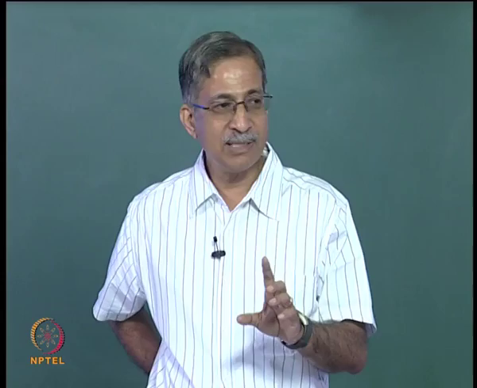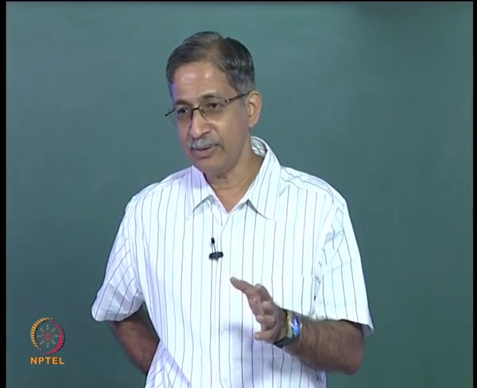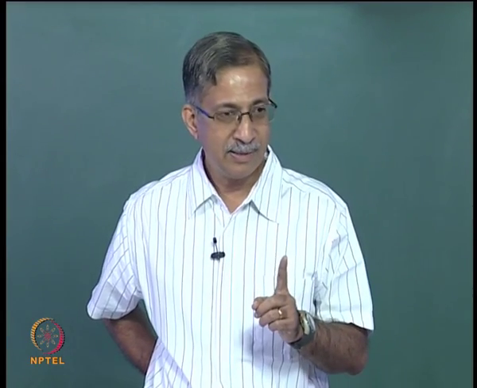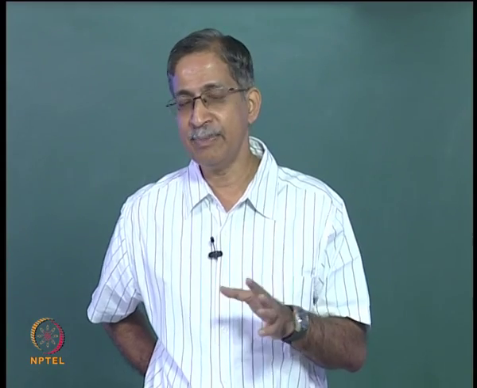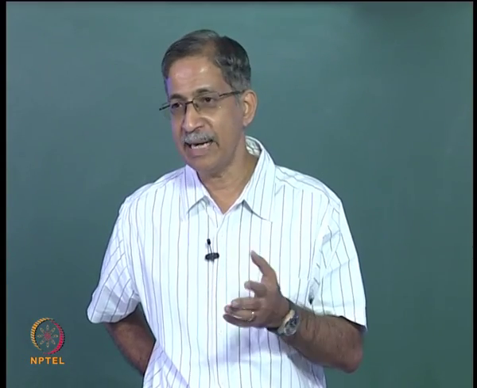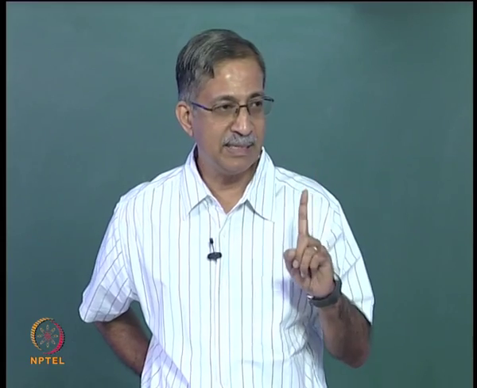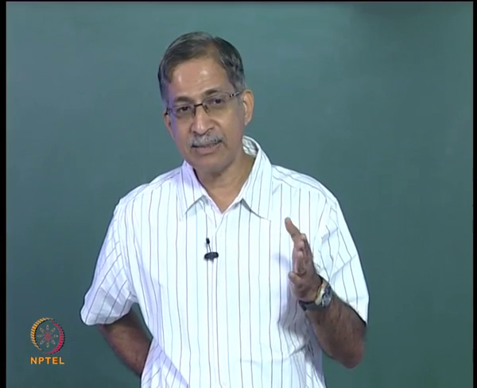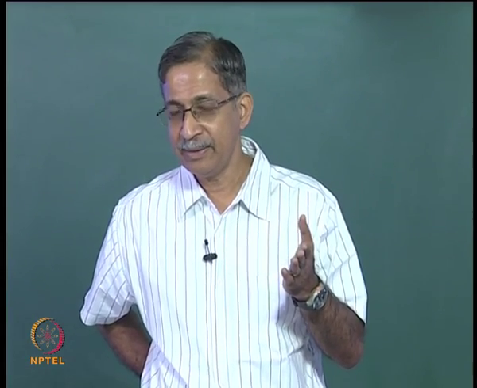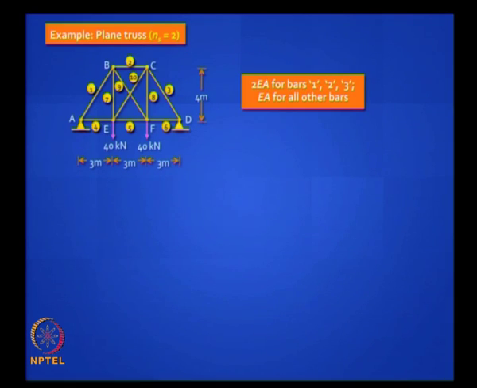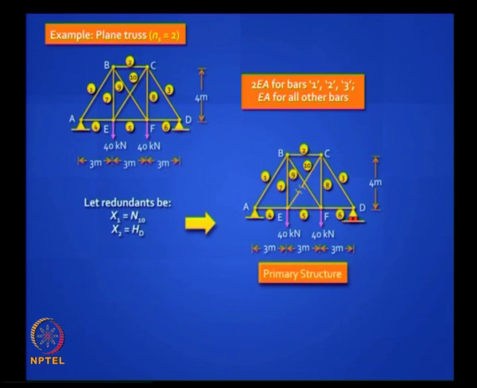Externally you can view it as being not simply supported, so you got one extra redundant. If you make it simply supported, that means release a horizontal reaction, so one external indeterminacy. Internally you got an extra diagonal, can you see that? So you can choose one of those diagonal forces as one redundant and a horizontal reaction maybe at D as another redundant. So your primary structure will look like this, clear?